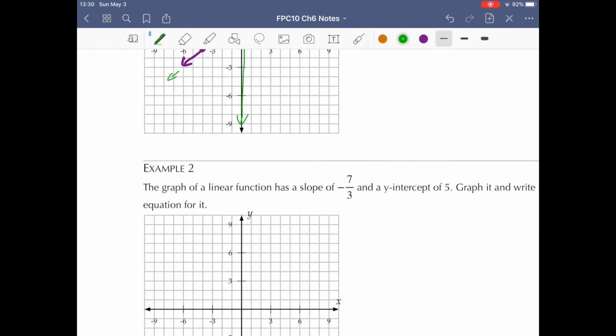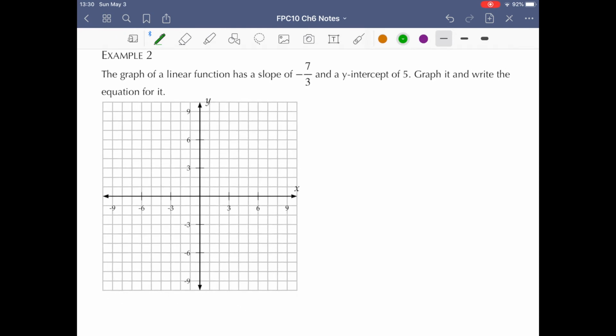All right, example number 2. The graph of a linear function has a slope of -7 over 3 and a y-intercept of 5. Graph it and write the equation for it. All right, let's graph it. The y-intercept is at 5, so we put a dot at 5 on the y-axis.